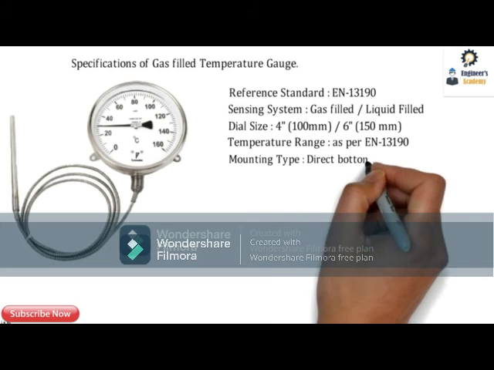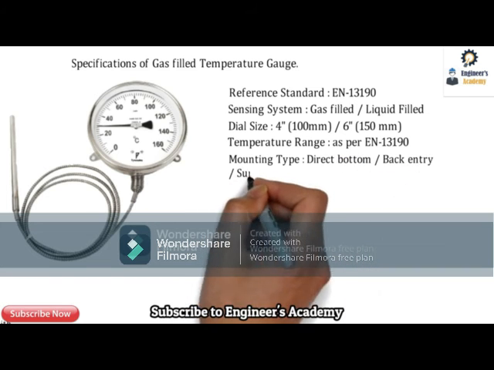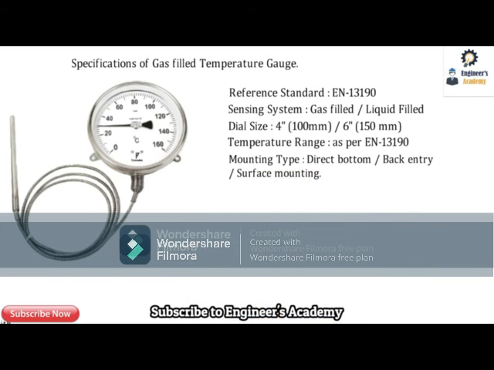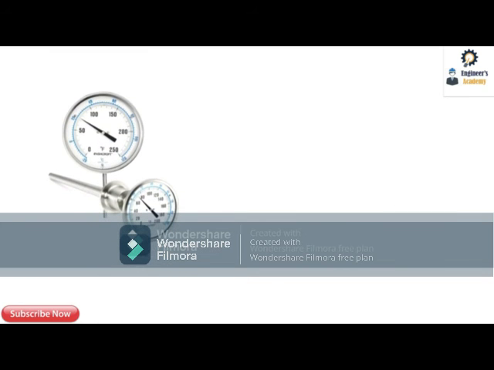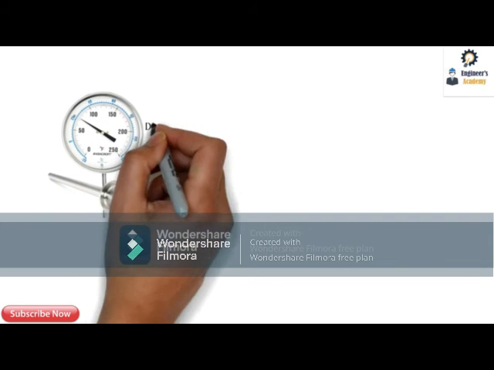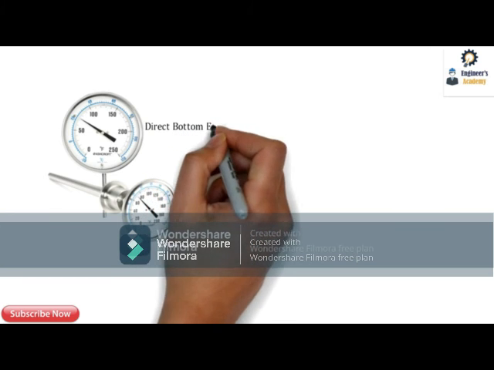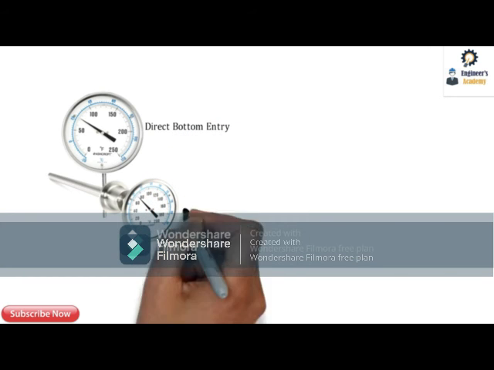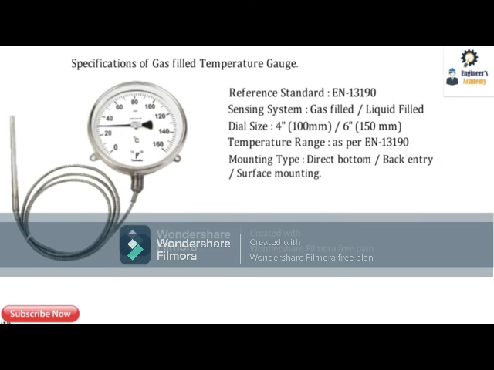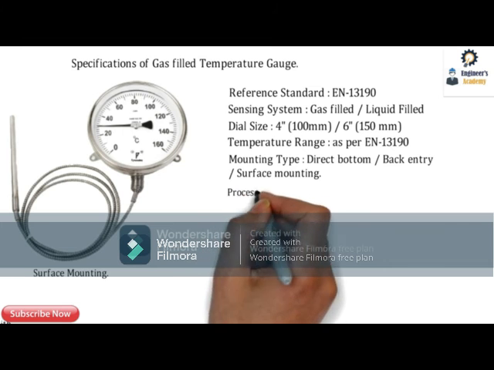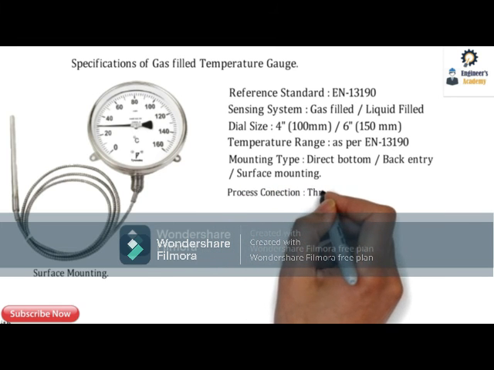The next one is the mounting type, which can be direct bottom, back entry, or surface mounting. So guys, this image shows the surface mounting, and over here this is the Ashcroft model. The vertical model is of the direct bottom type, whereas this is the horizontal model with the Vanstone thermowell, which is back entry. In this image, this is the surface mounting. Whenever surface mounting comes, you need to understand the capillary will always be there.